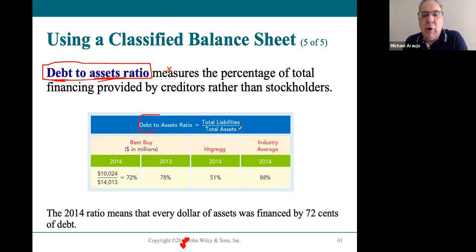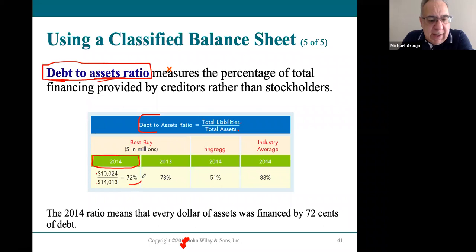That's it. Because remember, when you go and buy an asset even for yourself, whether it's a house or a car, oftentimes you're borrowing money to buy that asset. So how much money do you have to borrow to buy the asset? All right. Well, this ratio looks at the percentage of liabilities that have been used to buy assets for the company. So for Best Buy, the 2014 numbers show that Best Buy has over 10 billion in total liabilities and 14 billion for total assets, which means that 72% of those assets were purchased or financed by debt.